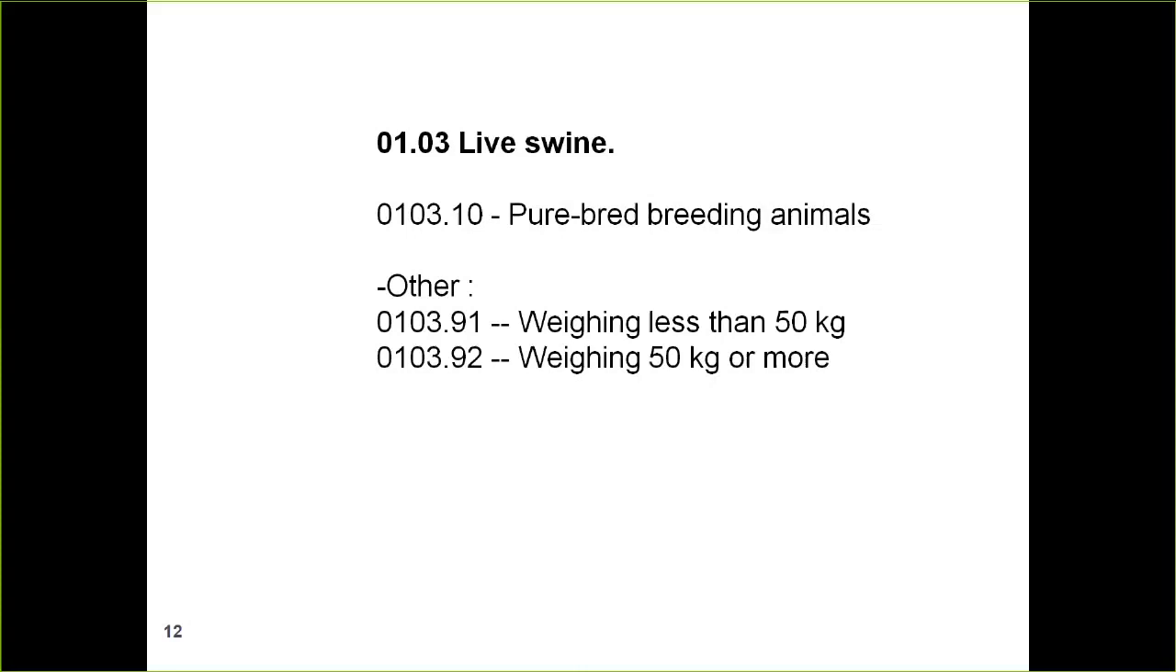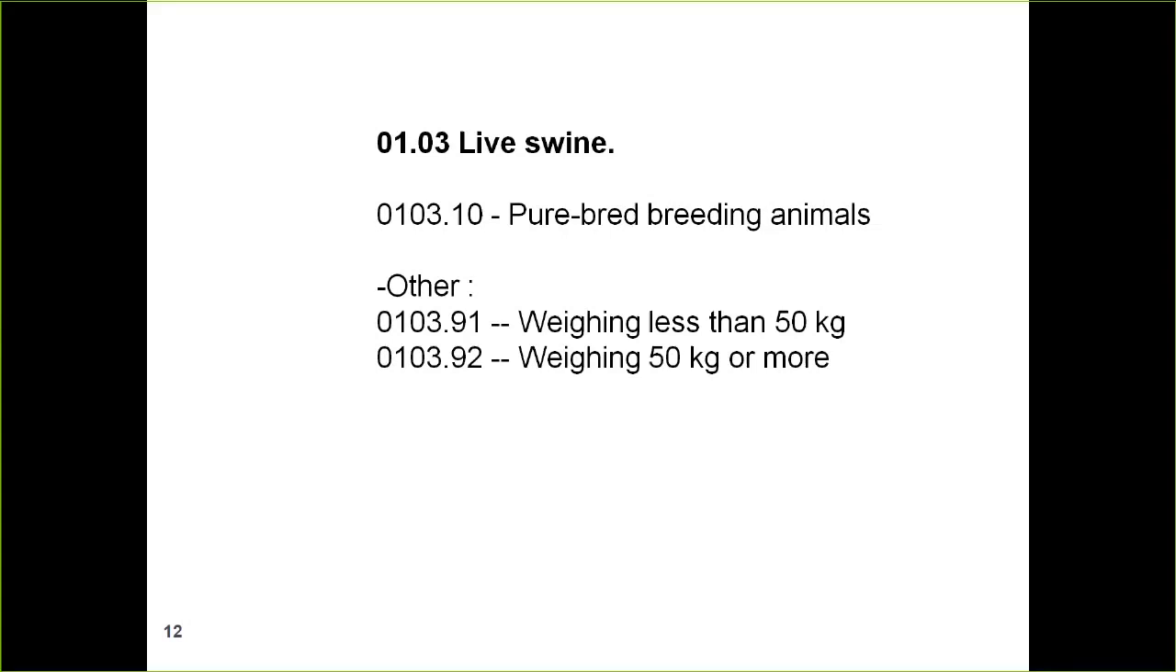There are two primary subheadings. Purebred breeding animals. The animal of concern here is swine, so we are talking about purebred swine. And the other one would be all other swine, that is all swine other than purebred. Now notice the breakdown. The breakdown here is according to the weight of the live swine.